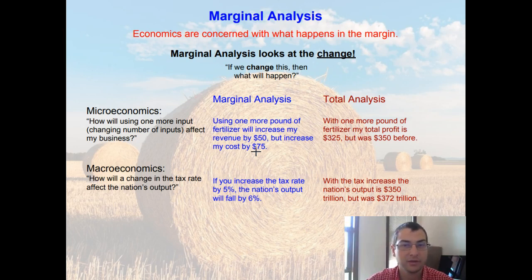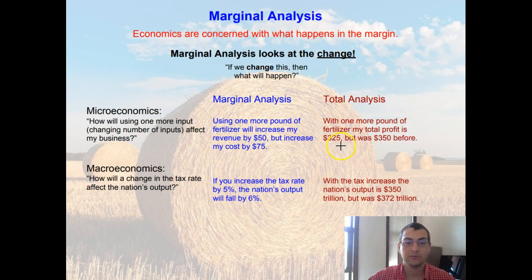Well, let's look back at that microeconomics question. From that microeconomic standpoint, we said that the revenue will increase by $50, cost will increase by 75. Well, what if you use that 1 more pound of fertilizer and that total profit was still at $3.25? We're not worried about what it was before. We're looking at what that profit is now with that 1 more pound of fertilizer. Your profit's still at $3.25. You're still in the black. You're still doing good. So you might think, well, if I'm still making money, then it must be a good thing to use that extra pound of fertilizer.